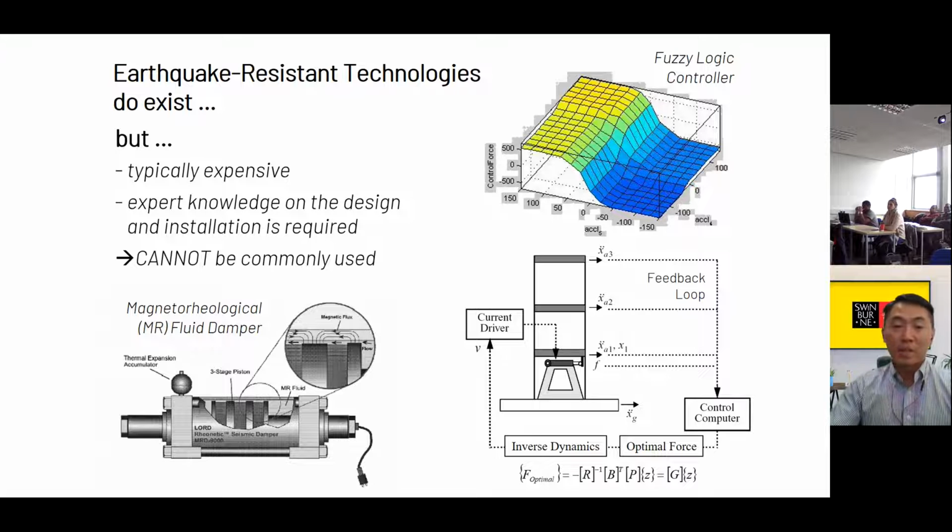And the other problem is, as we know, these are advanced technologies. They involve new technologies, AI. These are something that typical civil engineers do not understand, right? So this kind of expert knowledge for the design or even for the installation is actually missing in the civil engineering industry. And that's why these advanced earthquake-resistant technologies actually cannot be used very commonly.